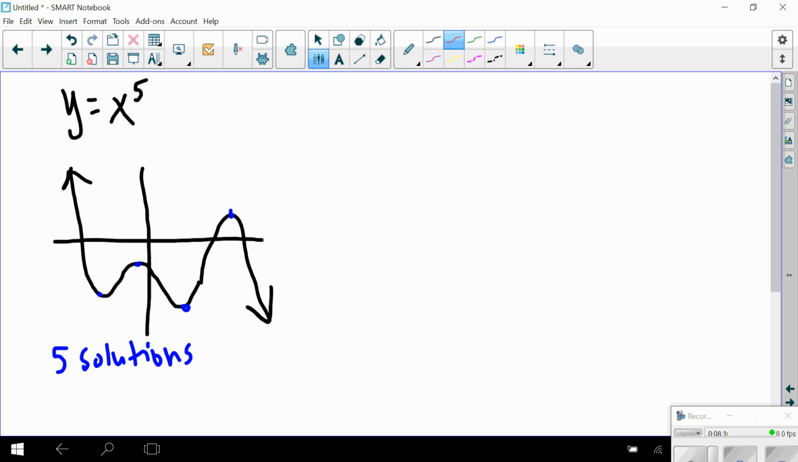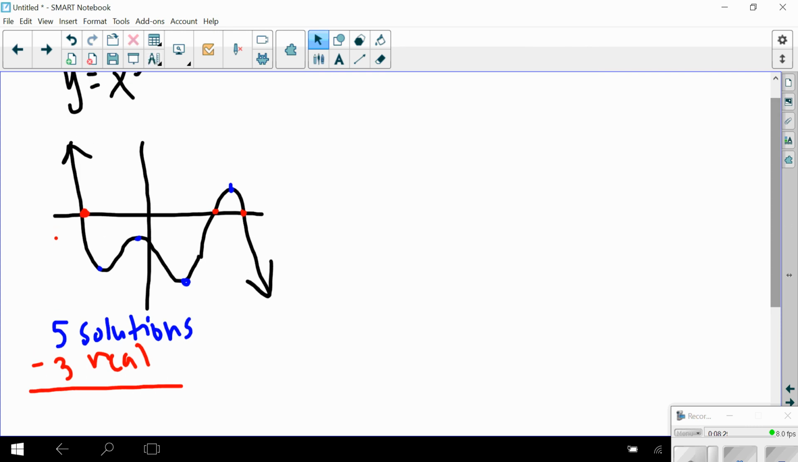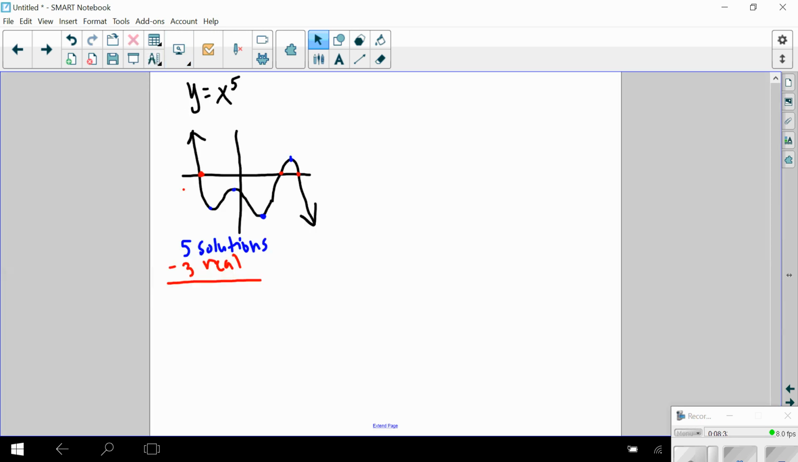How many real solutions do I have? How many times does this graph touch my x-axis? I have 3 real solutions. That means that I am going to have, let's see if I can make this a little bit bigger, that means that I'm going to have 2 imaginary.